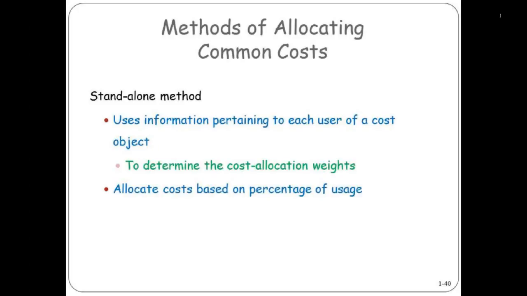The standalone method allocates based upon the percentage of use. I think most of you, when we looked at the taxi situation, said they were going this number of miles, they were going this number of miles, they were going this number of miles. Let's create some kind of a percentage cost for everybody. And you had different allocations, but that was the general idea that most of you did.